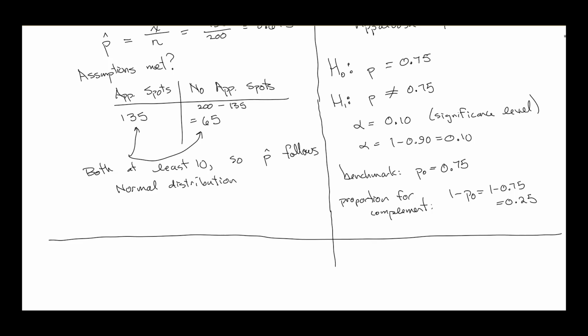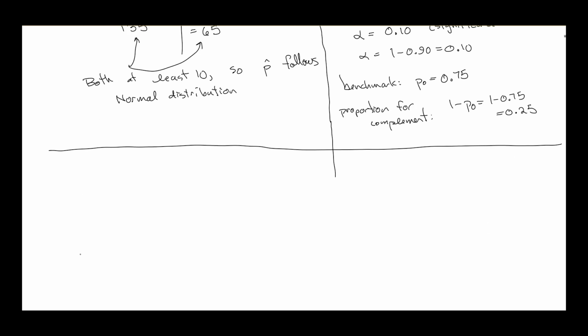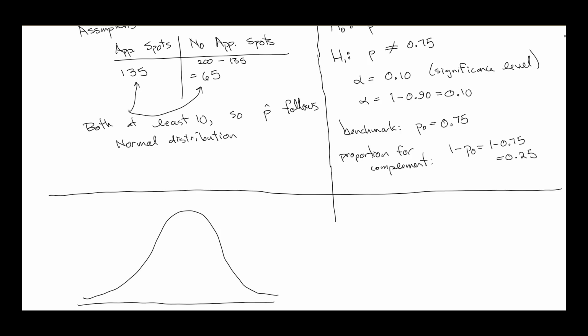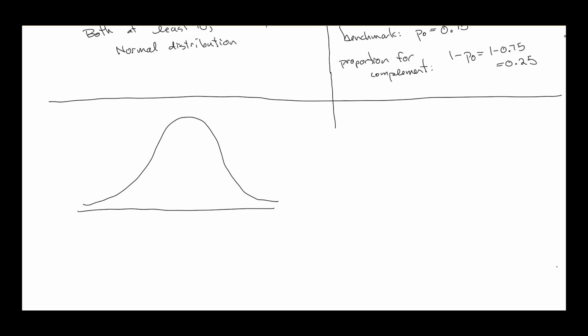Okay, so now let's sketch ourselves a picture. So here's my little normal curve. And we look, are we doing a two-tailed test? Yes, we're doing a two-tailed test, so that means half the alpha goes in each tail. So I'm going to put alpha over 2 here, and alpha over 2 is going to be 0.1 over 2, so 0.05. That's going to go here. And then over here we have alpha over 2, also 0.05.